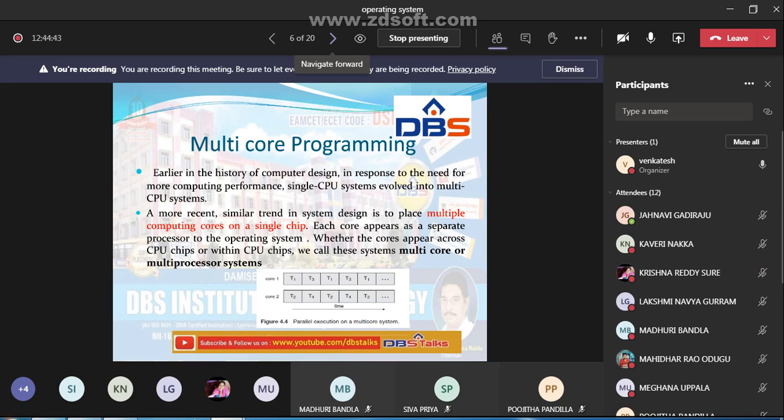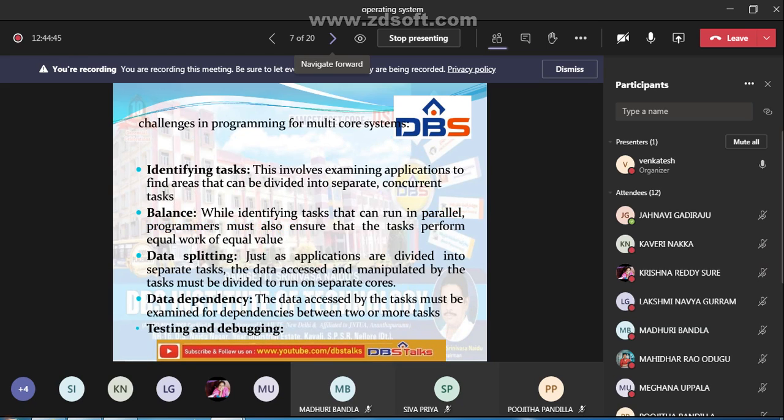Next, coming to challenges. What are the various challenges in a multi-core system? The first one is identifying the tasks, the second one is balance, the third one is data splitting and data dependency, and the next one is testing and debugging.